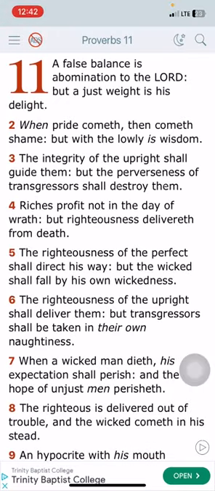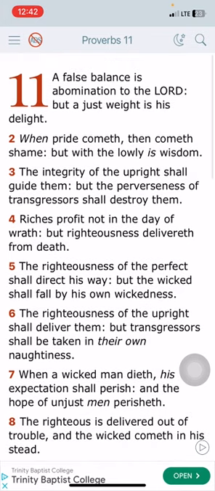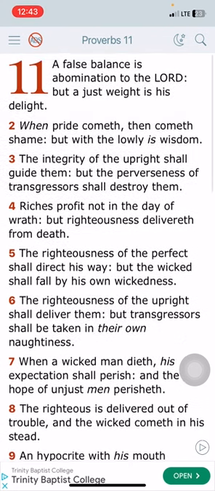This is Proverbs 11:2. It says, when pride cometh, then cometh shame, but with the lowly is wisdom. Okay, yeah, because this dude brought shame upon himself. He's looking foolish among this mathematician expert. And like I said, he's getting cut, man.